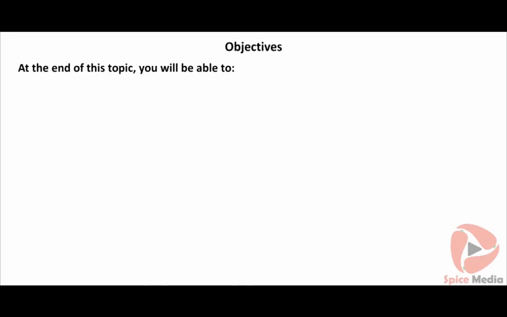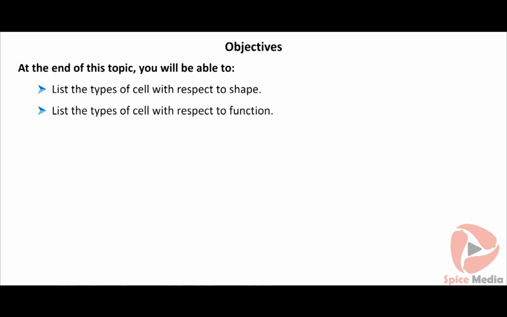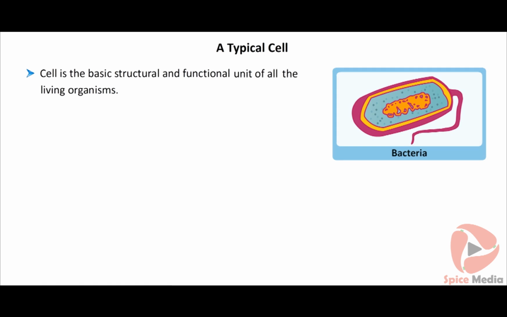At the end of the topic, you will be able to list the types of cell with respect to shape, list the types of cell with respect to function, and discuss the structure and functions of cell organelles. A typical cell. The cell is the basic structural and functional unit of all living organisms.